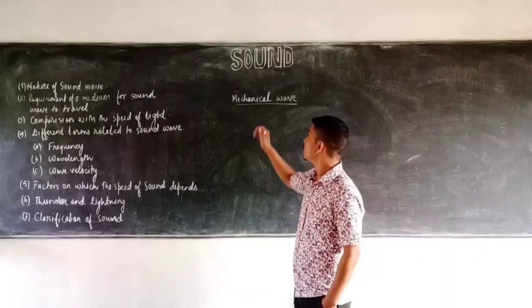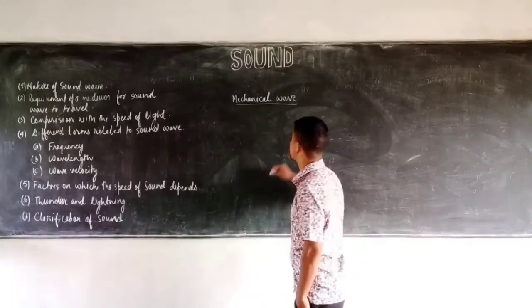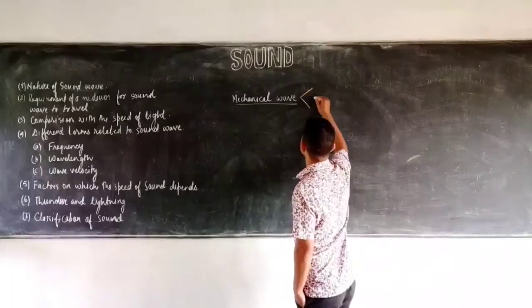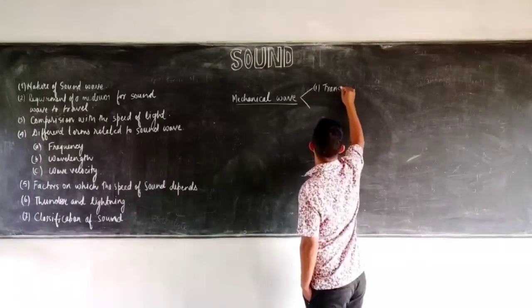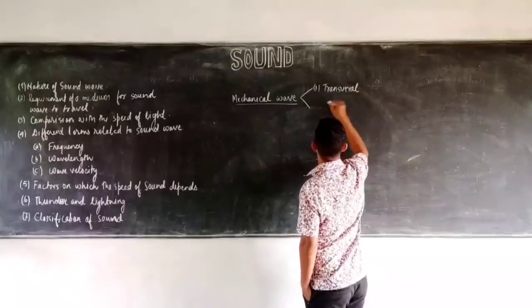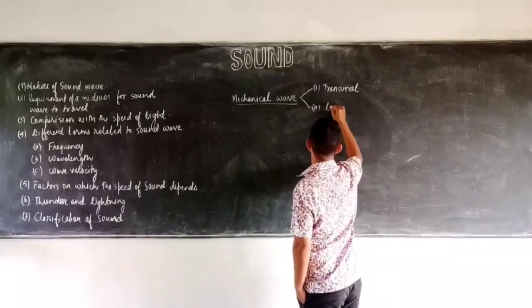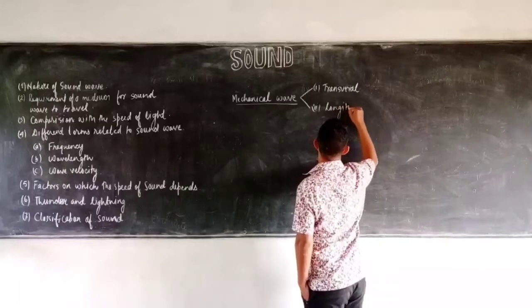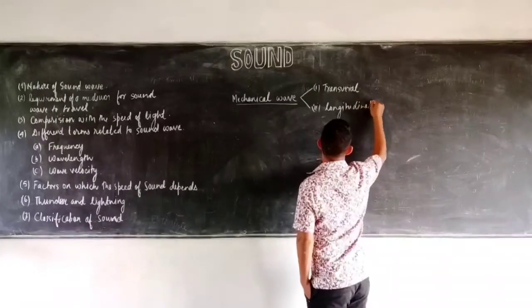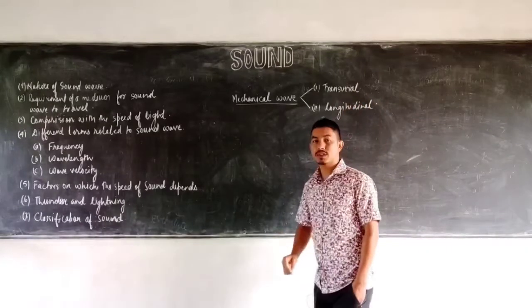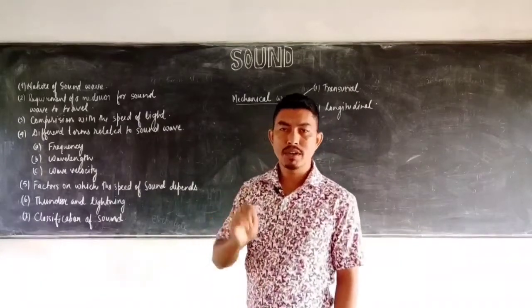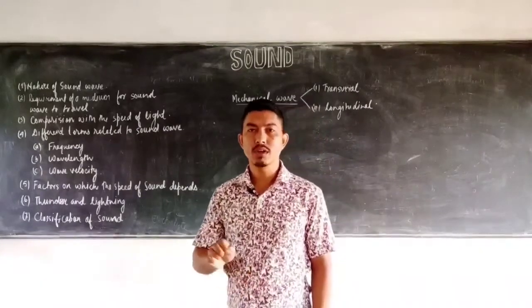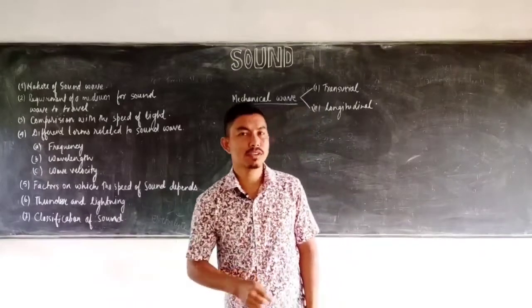Now again, these mechanical waves are usually classified into two types, one being the transverse and another being the longitudinal. The transverse waves are the ones in which the particles vibrate perpendicularly, or we can also say normally, to the direction of propagation of the wave.